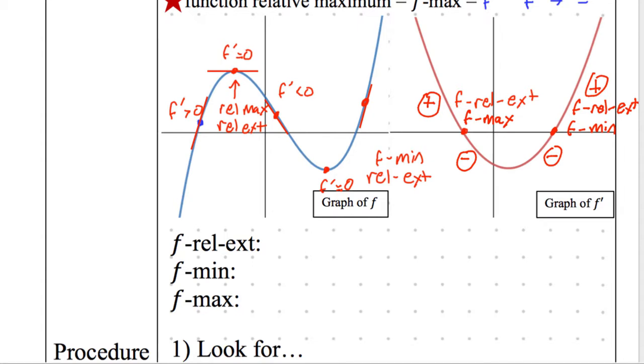So I want to label this graph a little bit better. So we'll call this x-coordinate A. This x-coordinate A, we'll call this x-coordinate B. This x-coordinate we'll also call A. This x-coordinate we'll also call B. So the relative extrema for both graphs are what then?